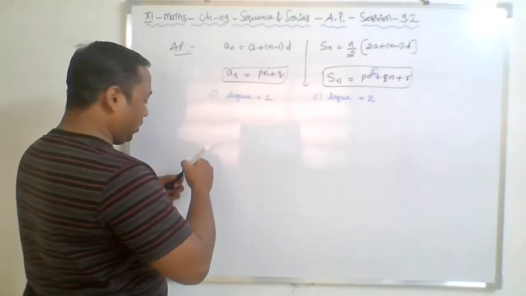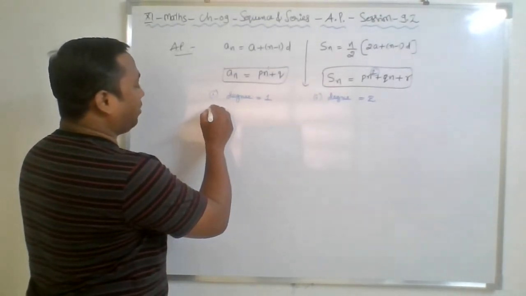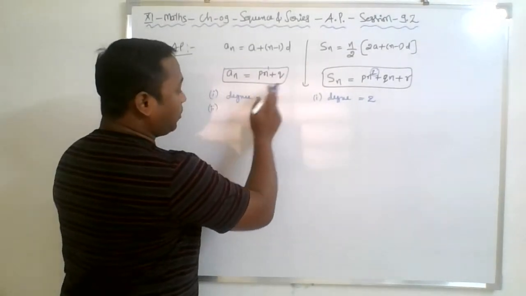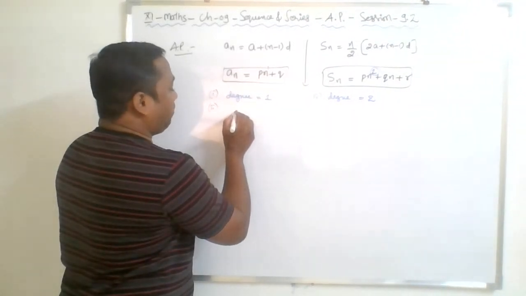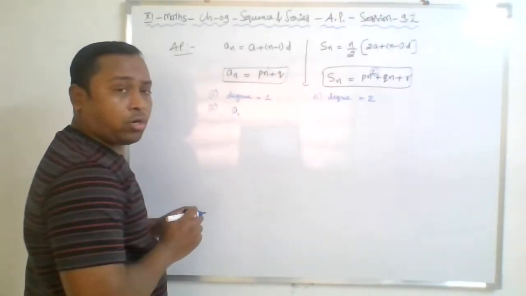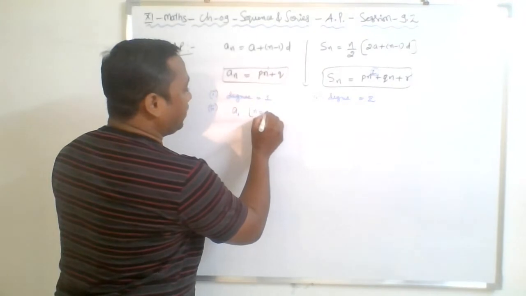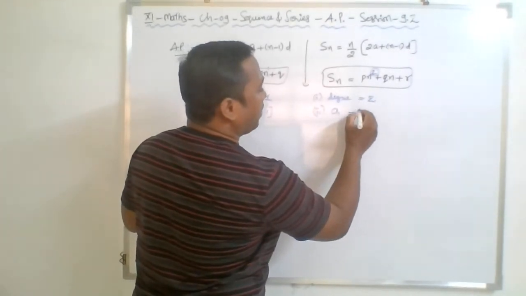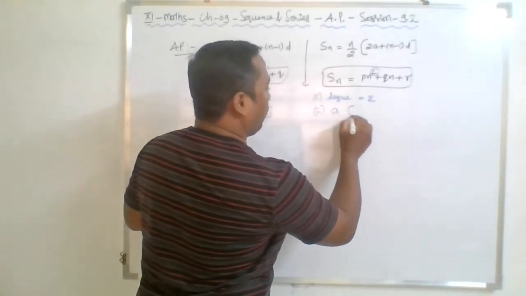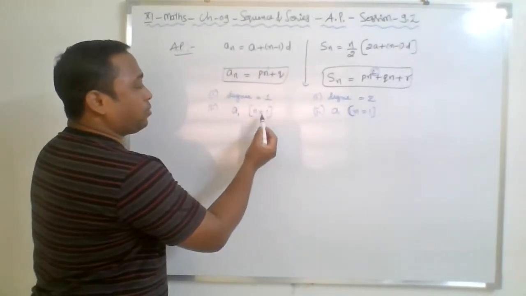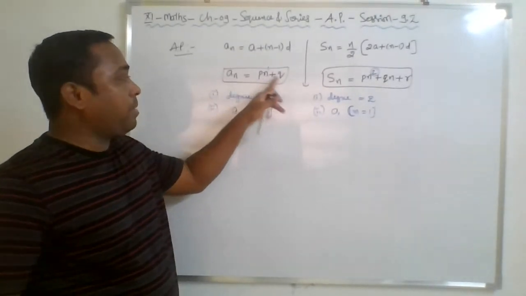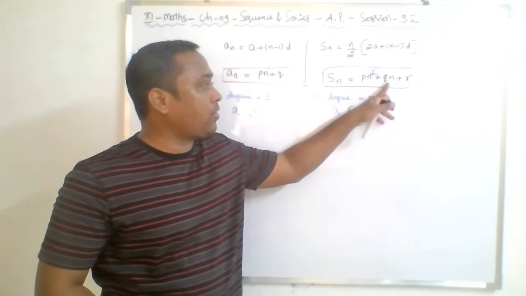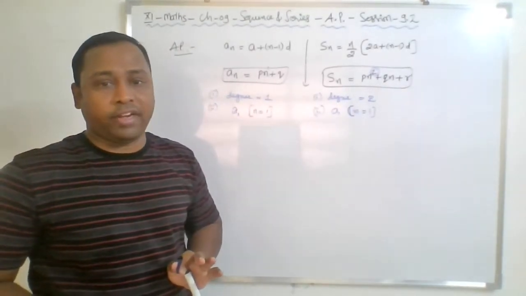Apart from this, with the help of these formulas, you may find the first term a and the common difference. To find the first term, a1, I just need to put n equal to 1. In a similar manner, if I want to find the first term from the Sn formula, I can simply substitute n equal to 1 in the expression. If I substitute n equal to 1 in the first, the first term will be given by p plus q. And in the second, the first term will be given by p plus q plus r, whatever the p, q, r values may be.